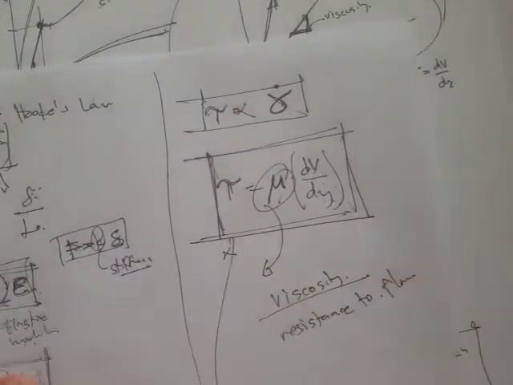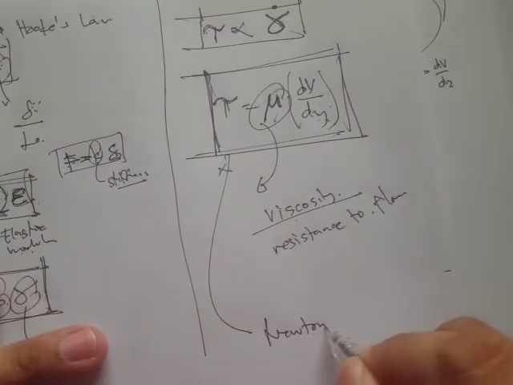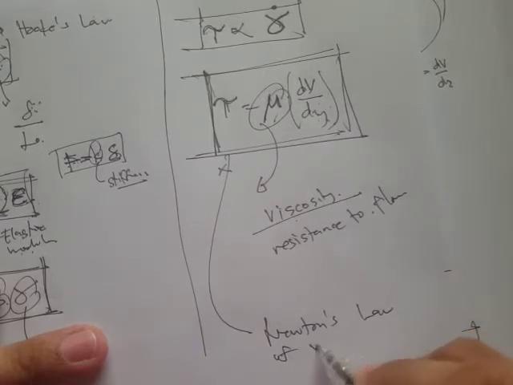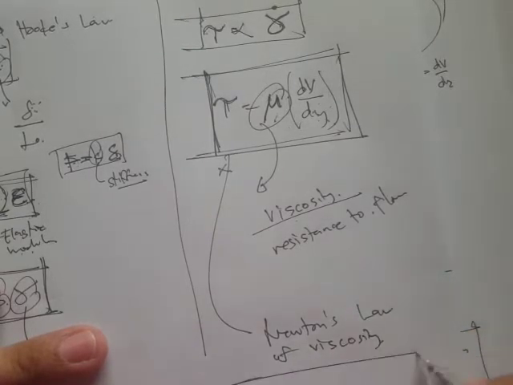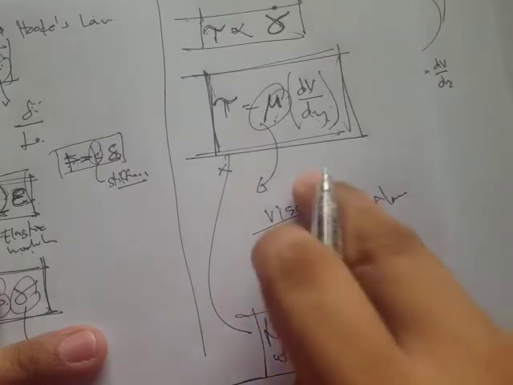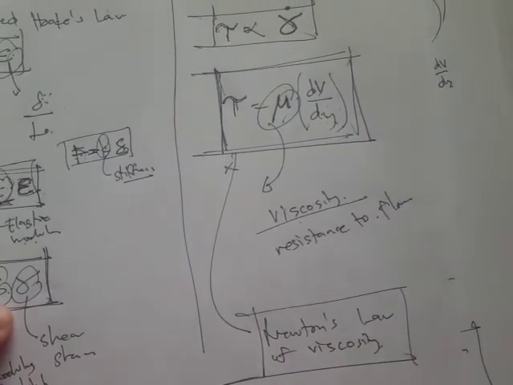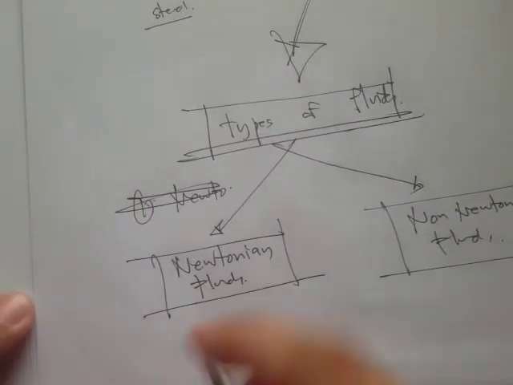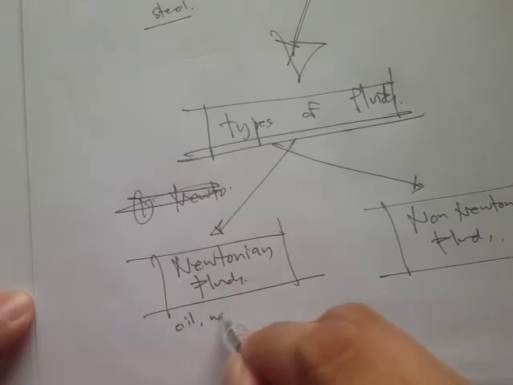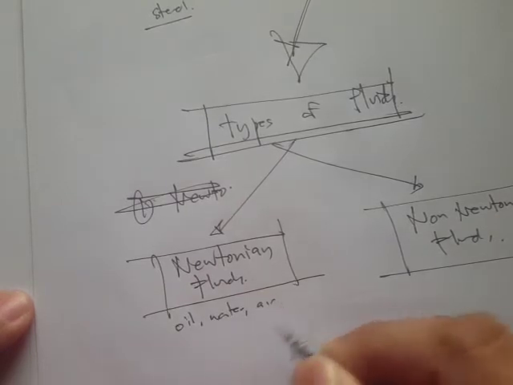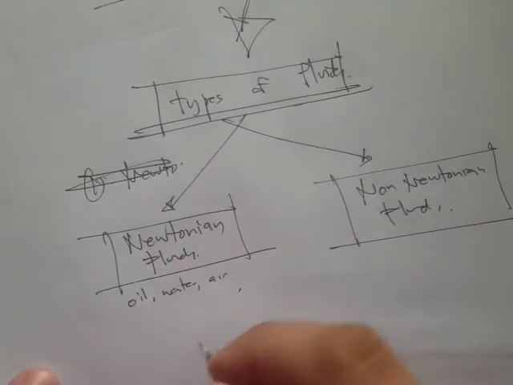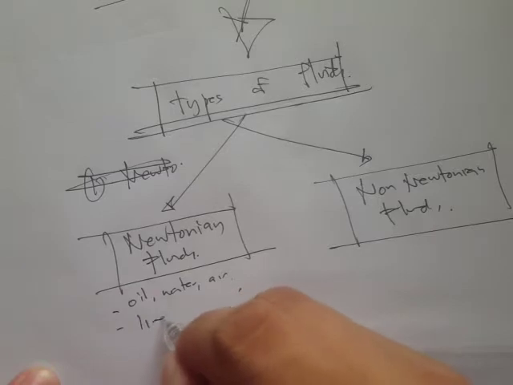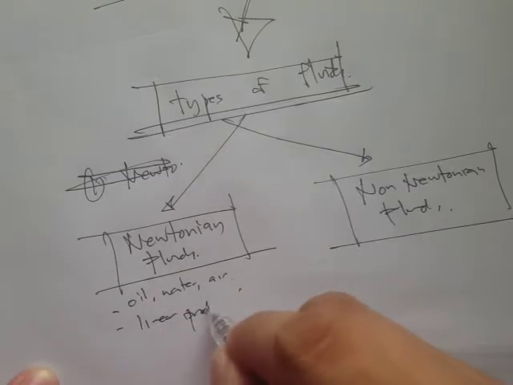This equation right here, if I remember it correctly, is Newton's law of viscosity, right? So if your fluid obeys Newton's law of viscosity, with a linear or constant viscosity all throughout, then that's referred to as Newtonian fluids. Examples of these are oil, water, air, and probably many more. So we have this linear profile.